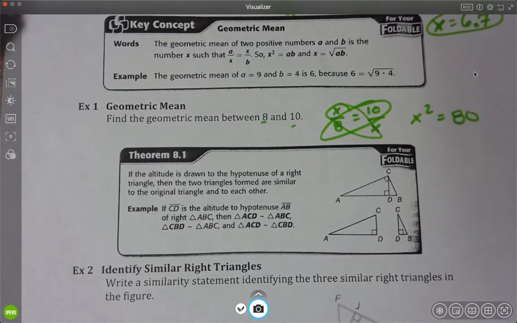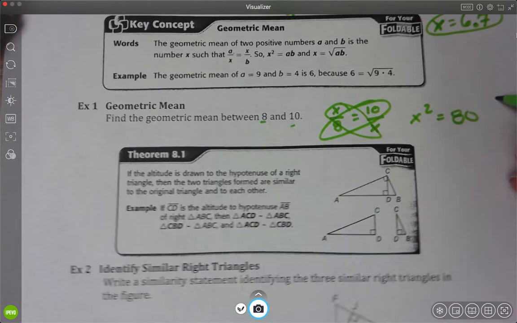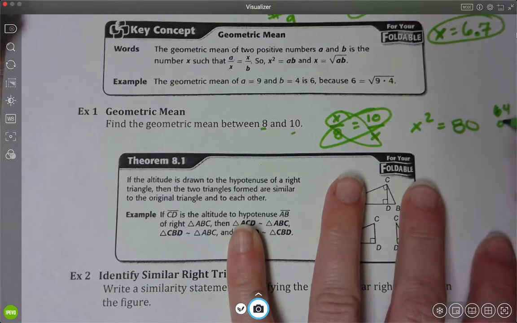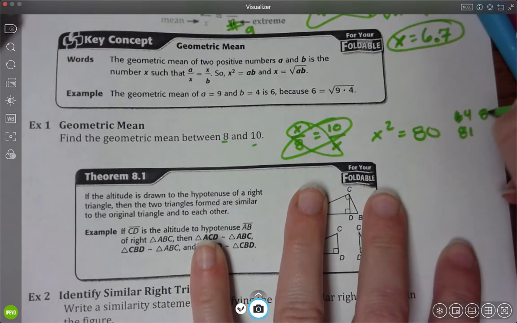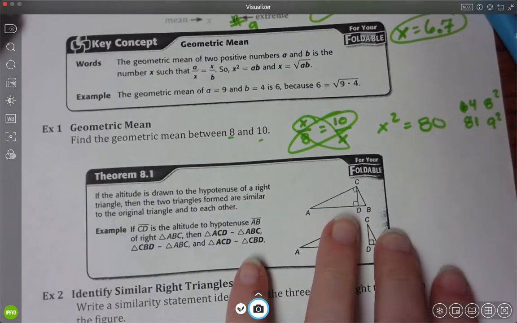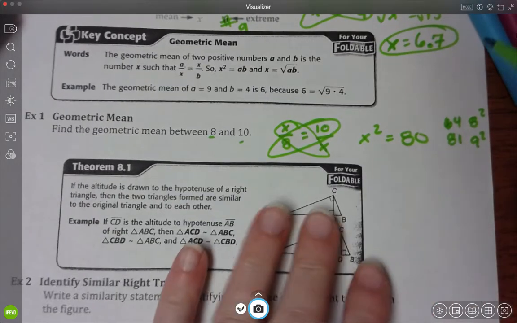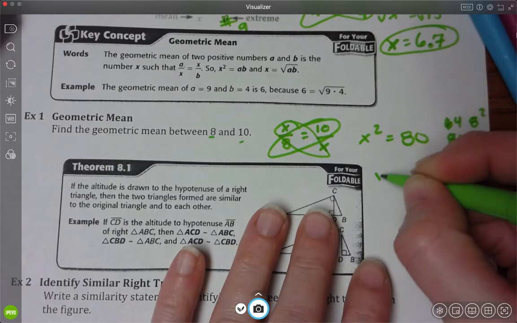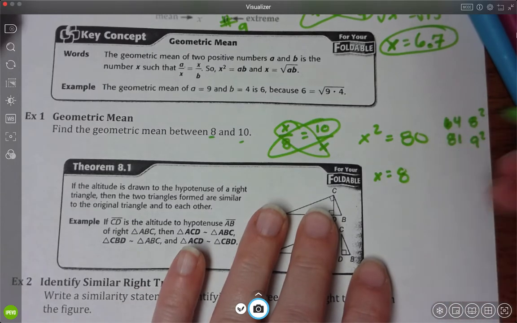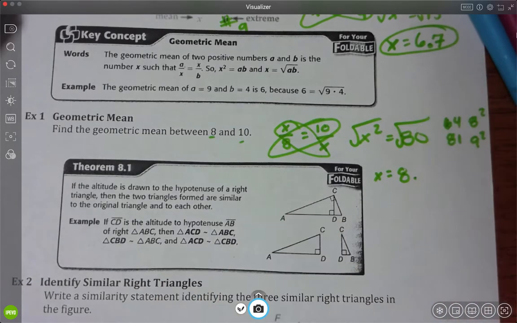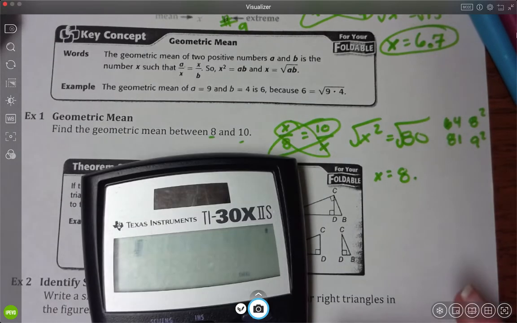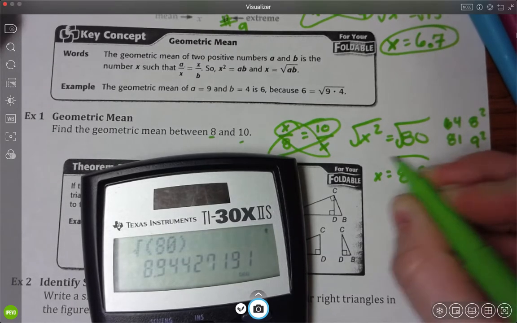And 80 lives between 64 and 81, right? This would be 8 squared, and this would be 9 squared. So if we're thinking about how that would work in our calculator, we're looking at a number that's 8 point something, some number close to 9, when we take the square root. So the square root of 80 is 8.94. We'll just call it 8.9.